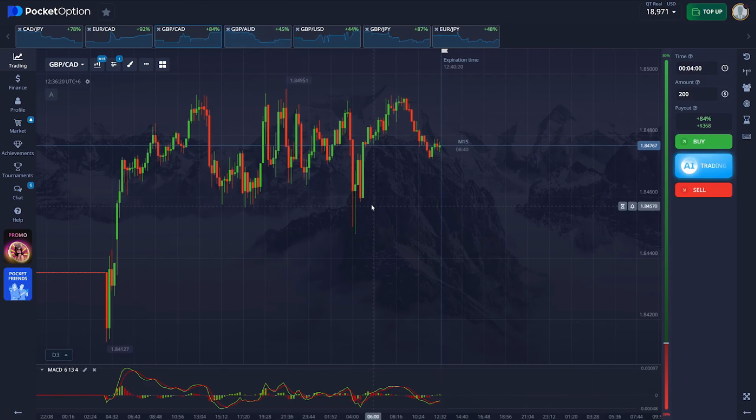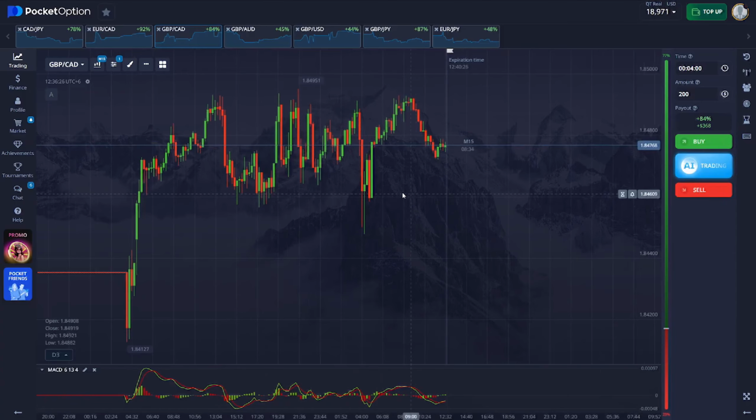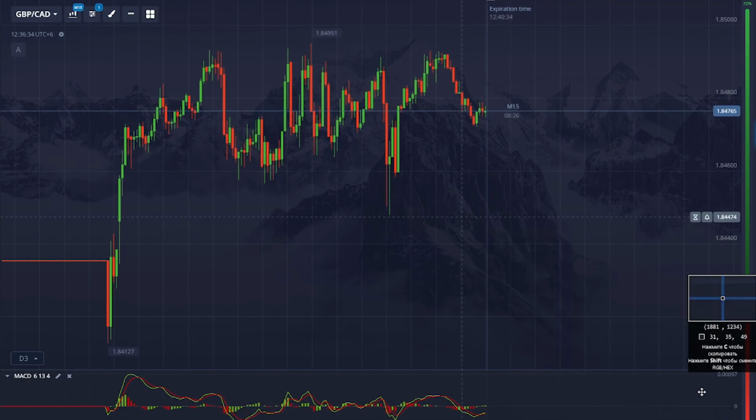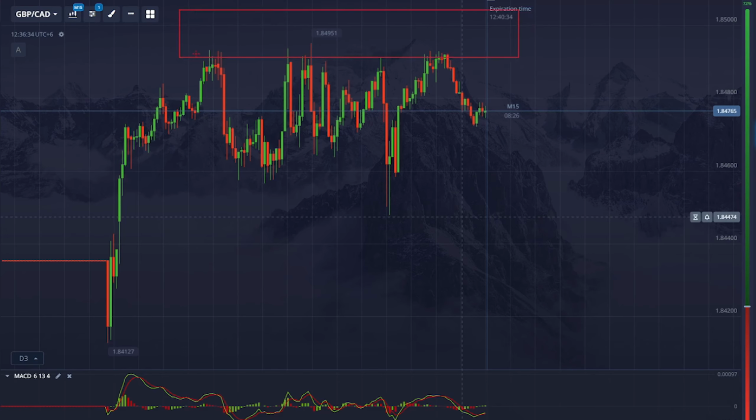Let's make a careful note of this and move on to the trading process. But please remember, it's very important to base your entry points not only on the MACD indicator alone, but also on technical analysis of the market. So I changed the currency pair because the profitability on the previous one dropped significantly. Let's analyze this currency pair, do some technical analysis, and pay attention to the MACD indicator.